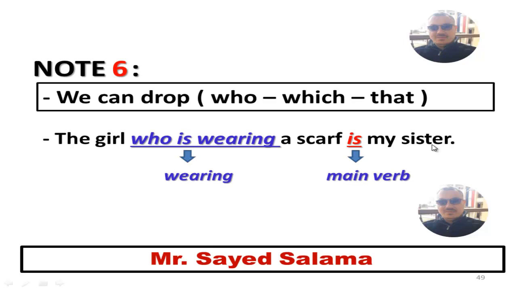The girl who is wearing a scarf is my sister. The man who is playing football is my brother. The woman who is sweeping the floor is my mother. The teacher who is explaining the lesson is my father. So who is wearing ممكن تتحذف تماما ونقول wearing اسم فاعل. Who is wearing اكتفي بايه؟ wearing.